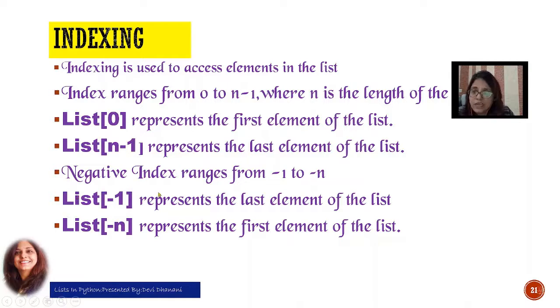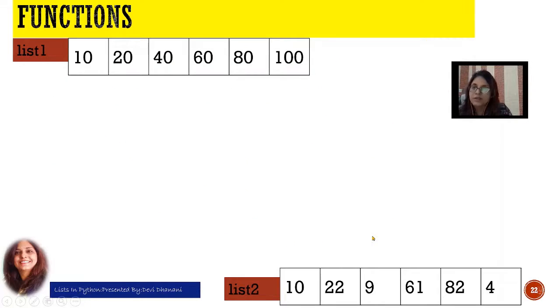So if we start our index values from the back, then the first element from the right will be given the index value -1. So list[-1] here will represent the last element of the list, and similarly list[-n] represents the first element of the list.